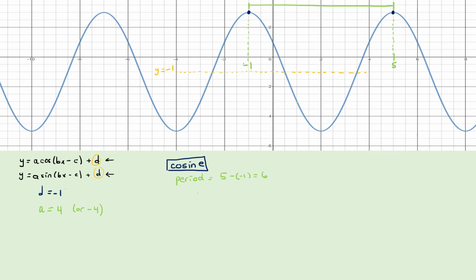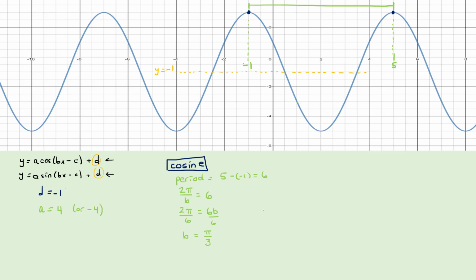This lets us solve for b. The formula for period is 2 pi divided by b. So 2 pi divided by b equals 6. That tells us that 2 pi equals 6 times b. Dividing by 6 tells us that b equals pi over 3.